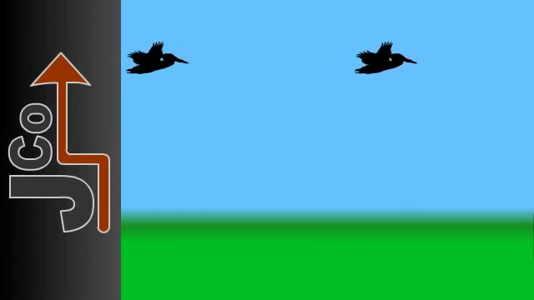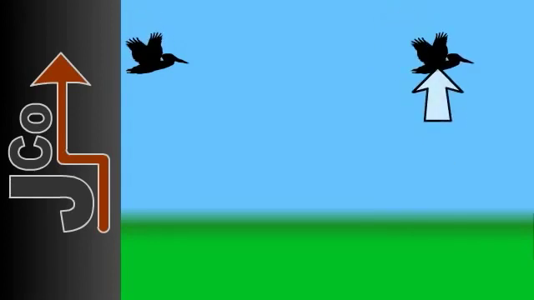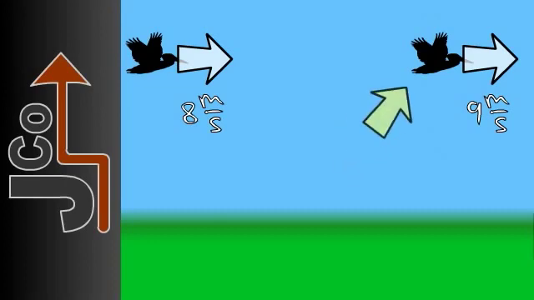The birds' relative velocities will be the difference between their individual velocities. If this front bird travels at 9 meters per second, and the back bird at 8 meters per second, the difference is 1 meter per second. The front bird flies 1 meter per second faster than the back bird, and the back bird flies 1 meter per second slower than the front bird.